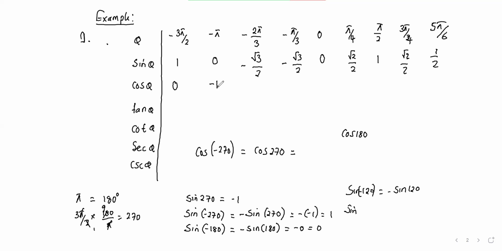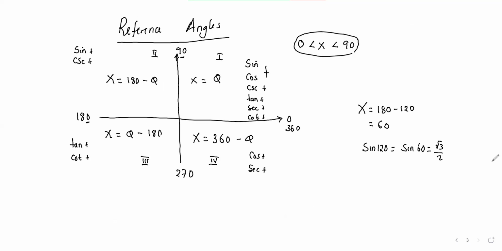What's cos 2 pi over 3? Pi is 180, times 2 is 360, divided by 3, that's 120, right? So what is cos 120? Let's go back to the quadrant to see what happens. So cos 120 should be equal to cos 60. But 60 is in the first quadrant, and 120 is in the second quadrant where cos is negative. So you put a negative here.